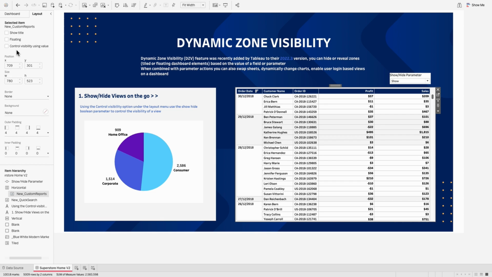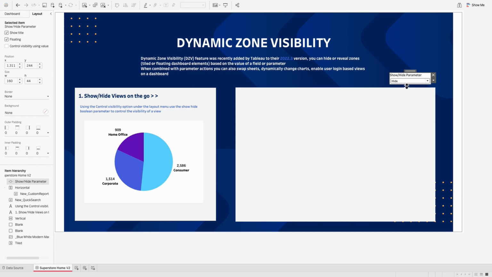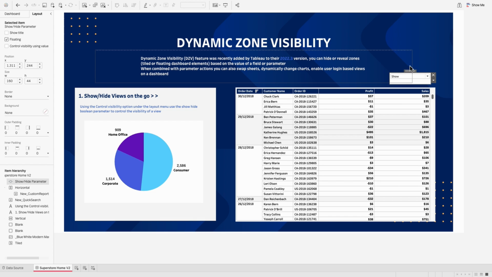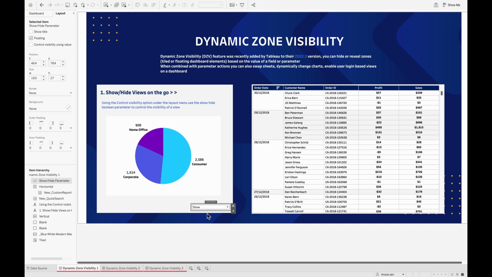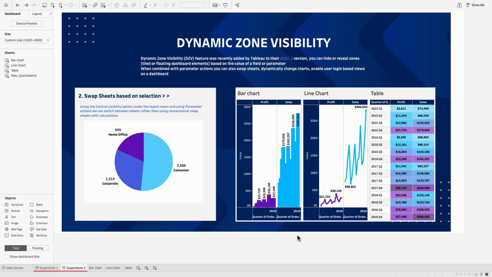All that you have to do is go to layout, go to control visibility, and then select this show height parameter. So now when you switch between the show and hide, you will be able to do that. Let me quickly move this down below so that this functionality of detailed table is available when you change this parameter value only. Okay, let's begin with our next one, which is swapping sheet based on a parameter selection.